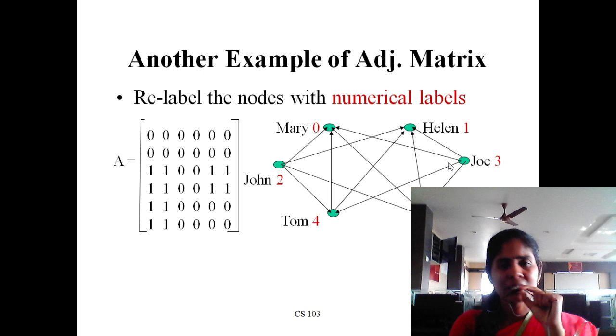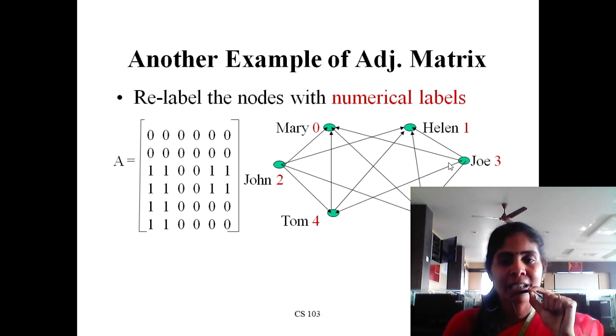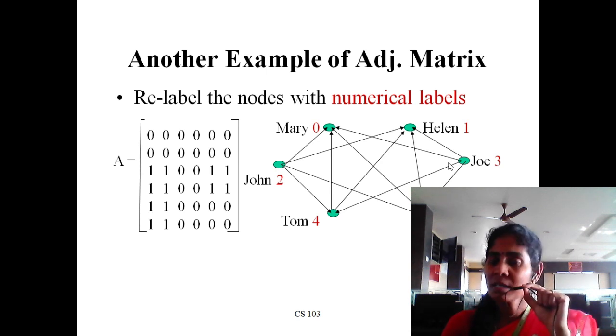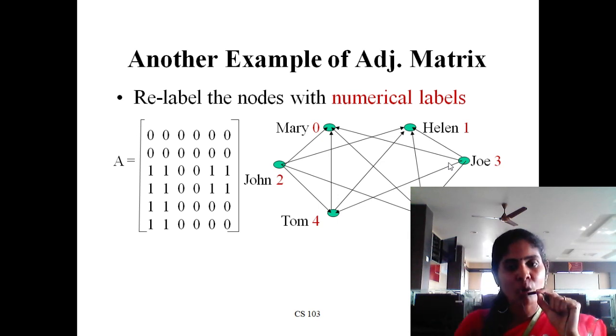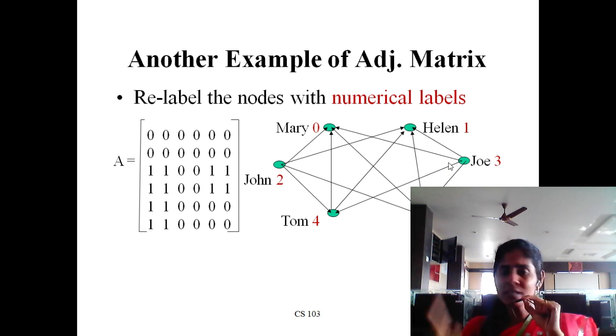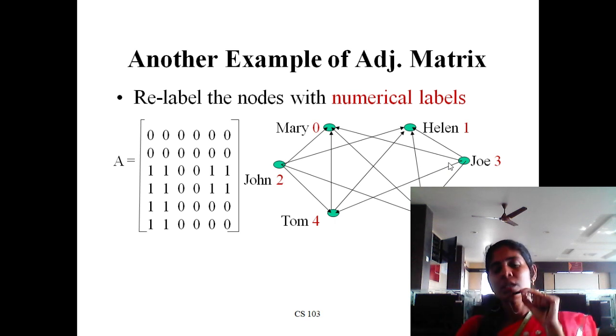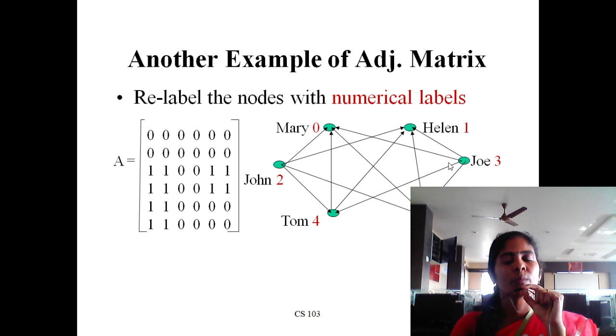How to fill that? For example, the first row is filled based on node 0, that is, Mary. We have to find if there is any direct connection from Mary to Helen, to Joe, to John, to Tom, and to Paul. If there is a direct connection, you fill that place with 1. If there is no connection, you fill that place with 0.